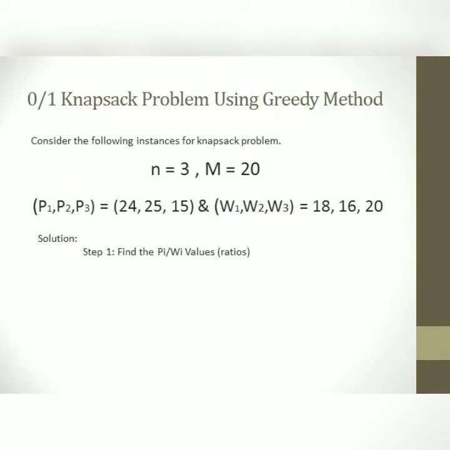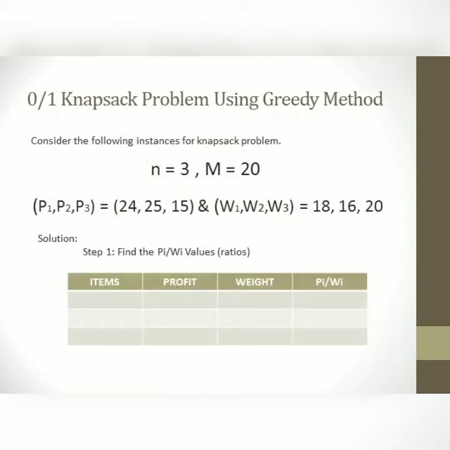We list down the items, with the profit and weight written for each item. Then we find out P divided by W. Here, I have found the values. For the first item, the profit by weight ratio is 1.33. For the second one it is 1.66. And for the third one it is 0.75.